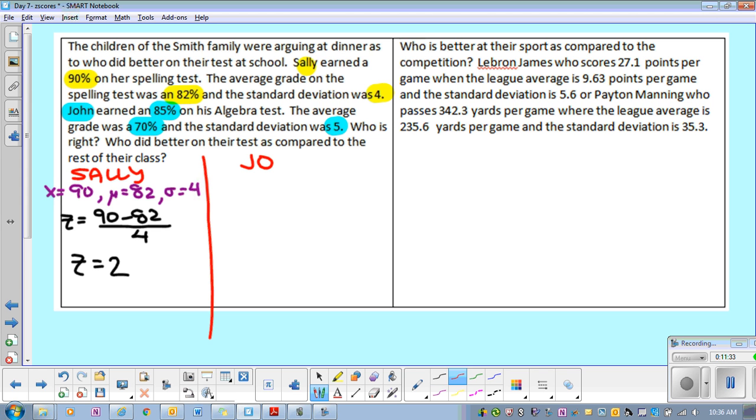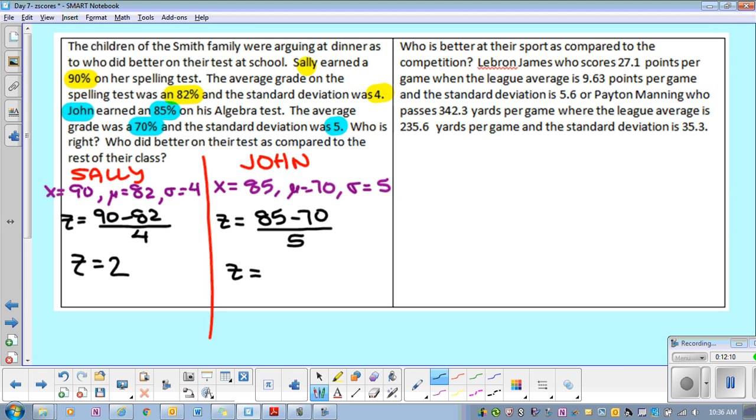Now, time for John. John's score is what? 85. Minus 70 divided by 5. Mu is 70. Standard deviation is 5. And that's 3. Is it 3? So then Sally did better because she's closer. No, John did better because he's farther away from the average. No, so, okay. Hold on. Is John's z-score 3?